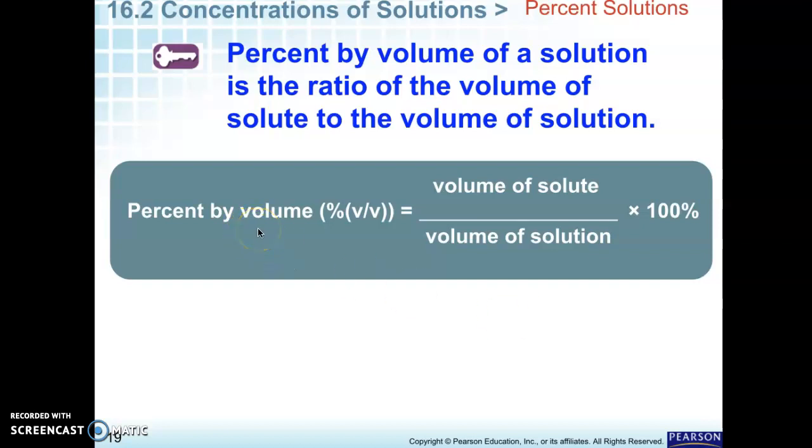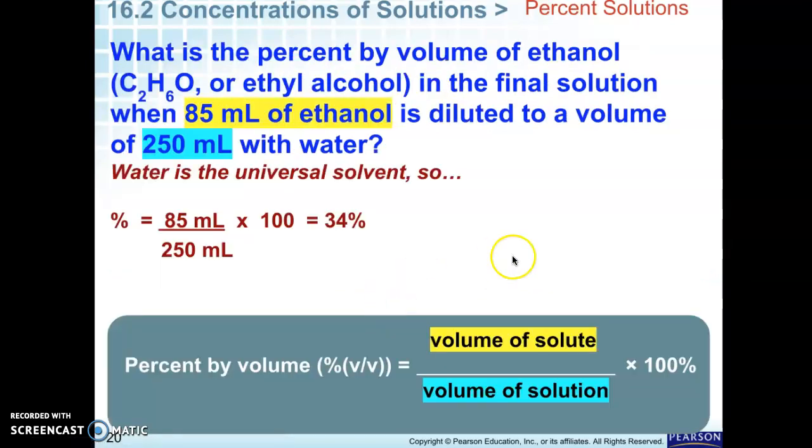Here's your formula for percent by volume. It's just going to be your volume of solute divided by your total volume, that's the volume of the solution, times 100. If you wanted to know how much solvent you use, you would subtract those two volumes. Now, this times 100 thing is because we're doing a percentage. Anytime you want percentage, you take your ratio or your fraction and multiply by 100. Okay, so here we go. Let's do a problem.